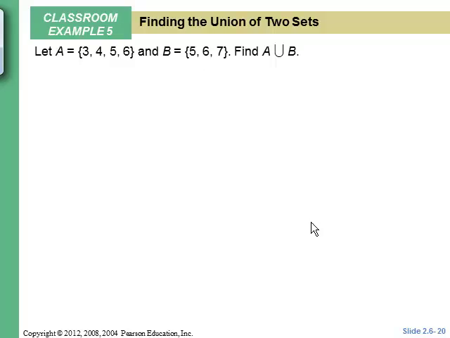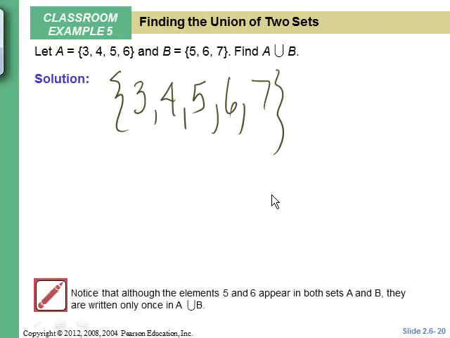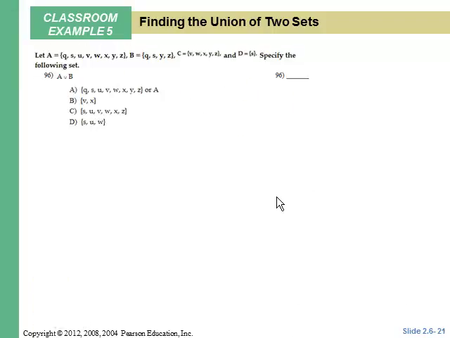So, let's start out the list by the smallest one that's in either one. 3, 4. Since 5 is in both of them, we only have to list it once. 6 is in both of them, we only have to list it once. And 7 is in B, and so that is the union of those two sets. Notice that although 5 and 6 appear in both sets, they are only written once.